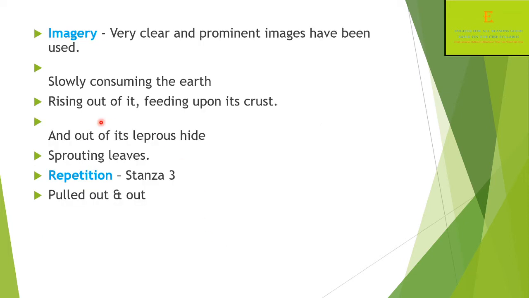Now next is imagery. Very clear and prominent images have been used. Imagery means that when you are reading and going through the lines, proper images flash in front of your eyes, or in your mind you are able to see those images. So that is imagery. In very simple words, that is what imagery is.